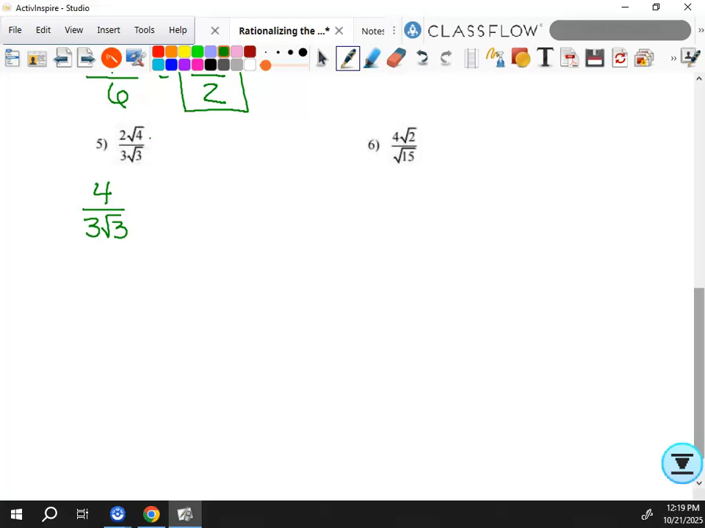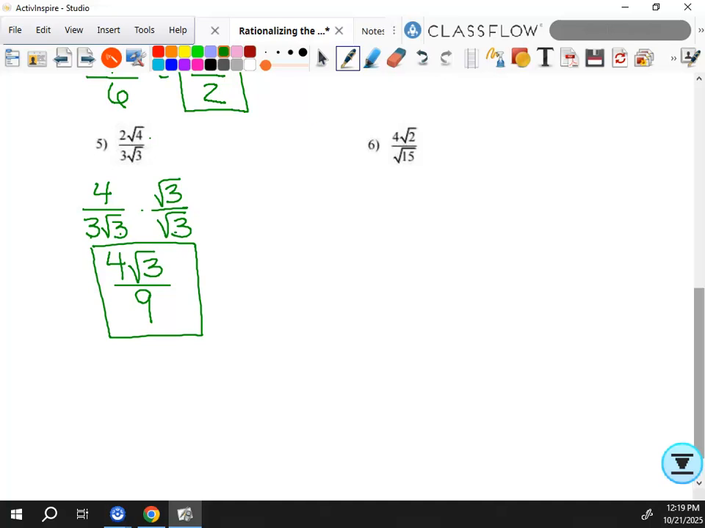Now, what would I multiply by? Square root of 3 over the square root of 3. So that's going to give me 4 square roots of 3 over what? 9, because square root of 3 times the square root of 3 is 3, times 3 is 9. And then I can't reduce any of that stuff there. Any questions at all?